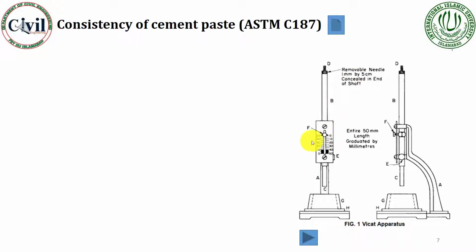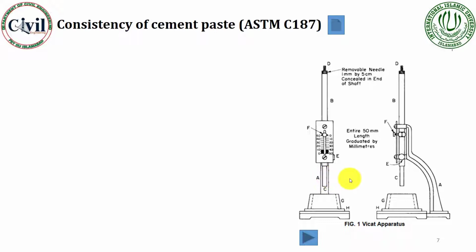The Vicat apparatus contains this gauge, which has the penetration values, and it is connected with this rod of 300 grams weight. There is a plunger for the consistency test. It has a diameter of 10 millimeters and a length of 50 millimeters.